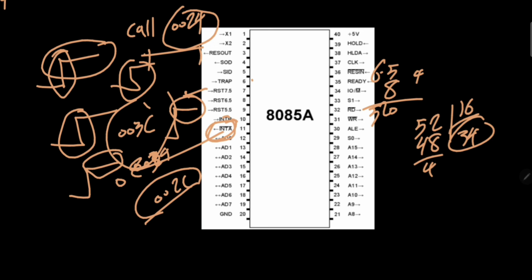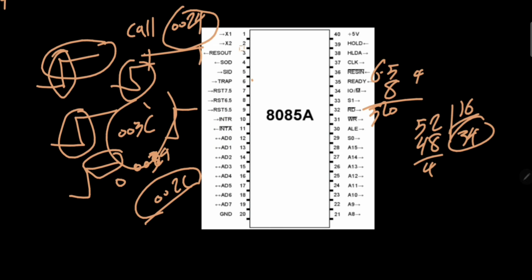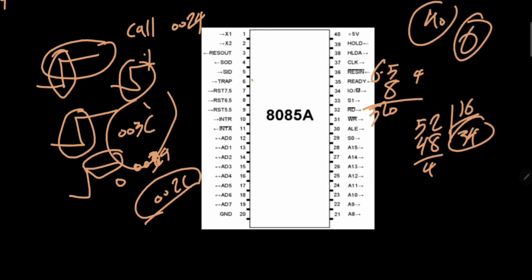Now, we could categorize all of these 5 interrupts, even though there are 6 pins related to interrupts out of the 40 different pins in 8085. Trap, 7.5, 6.5, 5.5, and INTR are for receiving the interrupts. INTA is actually working alongside INTR to receive the vector address, because the INTR vector address is not hard-coded inside the CPU, while all the addresses of 24, 2C, 34, and 3C are hard-coded as part of the CPU.